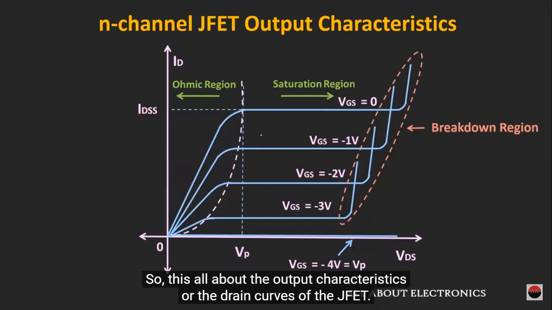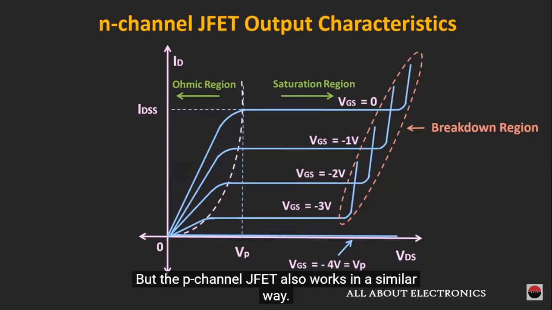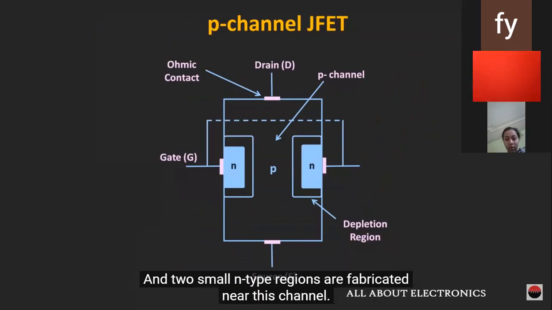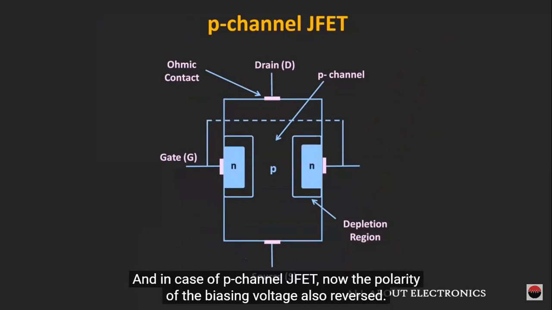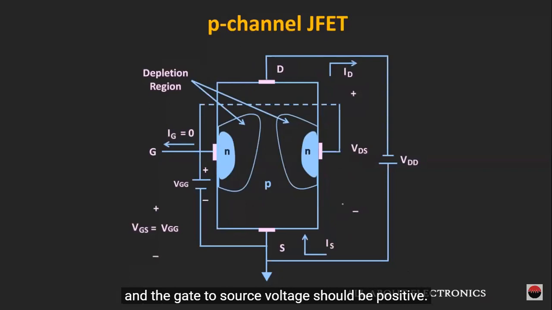So this is all about the output characteristics or the drain curves of the JFET. Now so far in our discussion, we have only discussed the N-channel JFET, but the P-channel JFET also works in a similar way. In the P-channel JFET, the channel is made up of P-type semiconductor, and the two small N-type regions are fabricated near this channel. And in case of a P-channel JFET, the polarity of the biasing voltage is also reversed. So the drain to source voltage should be negative and the gate to source voltage should be positive.